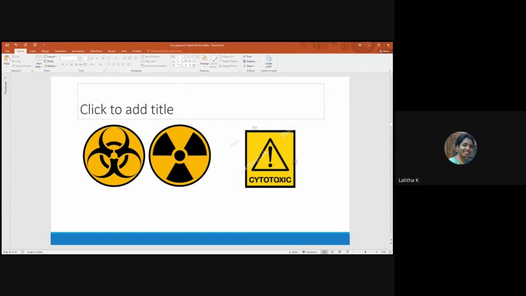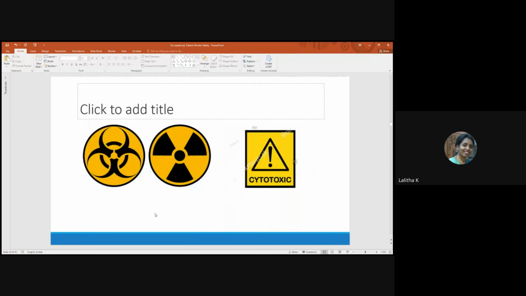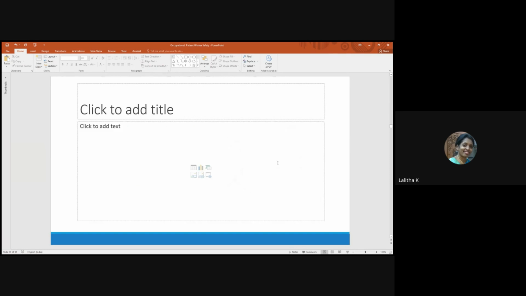Yes, ma'am. This first one is the biohazard symbol, second one is the radioactive waste, third one is the cytotoxic waste. So don't get confused. This picture is okay, the person who is handling waste is okay. These are the symbols which you must keep in mind. First one is biohazard waste. Second one is the radioactive waste. Last is the cytotoxic waste.